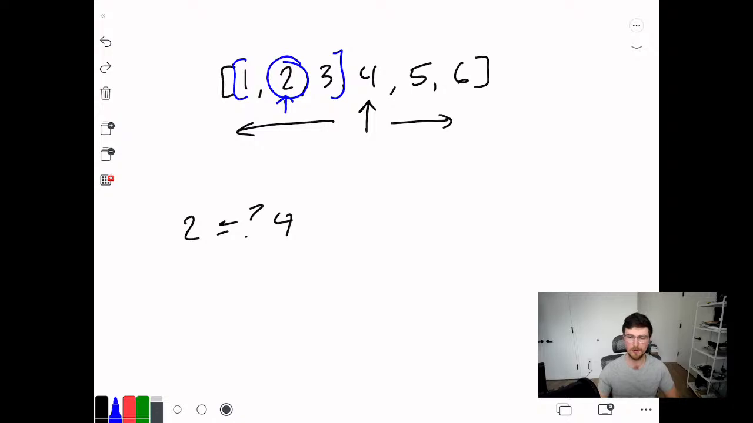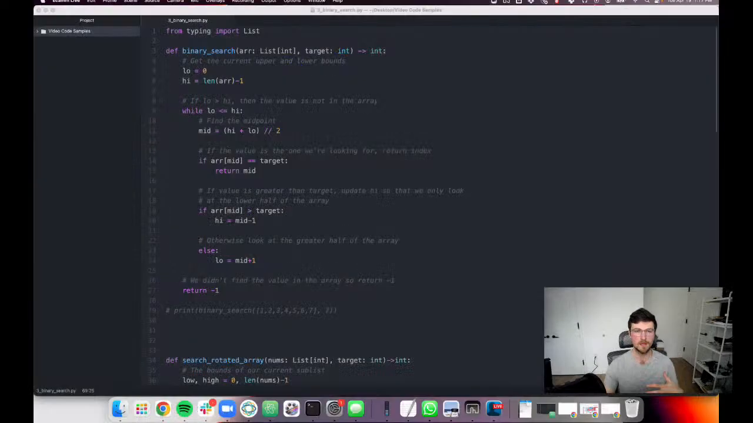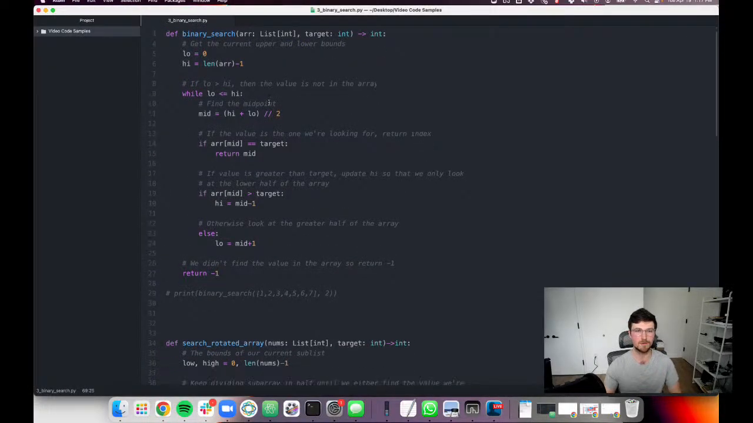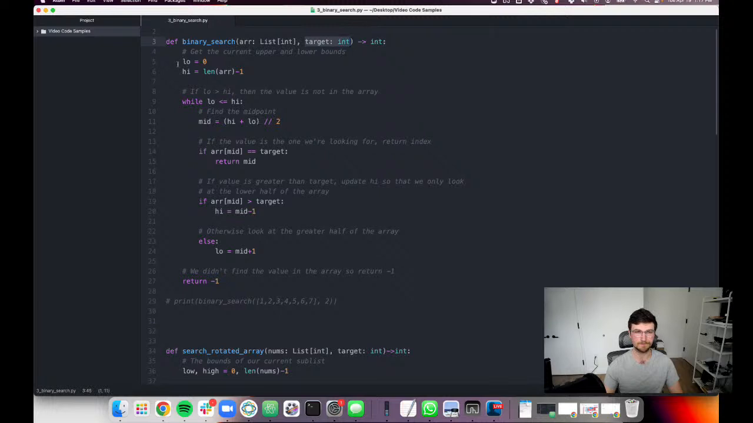And I just want to look at the code here real quick so that, again, we're all on the same page. So if we go over to the code here, I have some basic code to do binary search. I have an input list and I have a target value that I'm looking for. I establish the bounds of the initial subarray that I'm looking at as the beginning and the end of the array. And then I'm going to keep subdividing it.